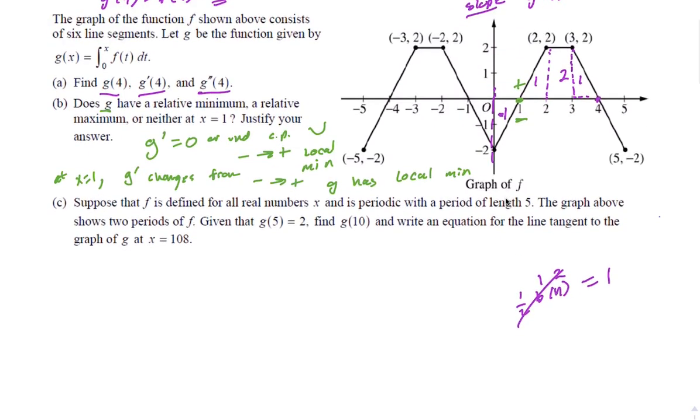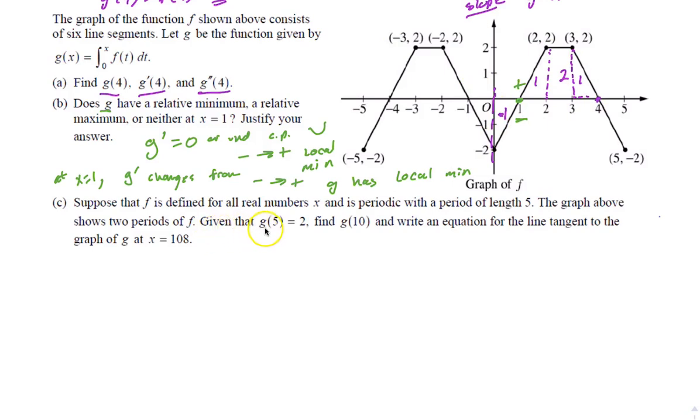It's probably the most complicated one of the bunch. Suppose that f is defined on all real numbers x and is periodic with the period length of 5. So remember, periodic means it's going to keep on repeating itself. Period length of 5 just lets you know it's 5. So it's going like this, and then kind of keep on doing that all the way out. Graph shows 2 periods of f, so 1, 2.